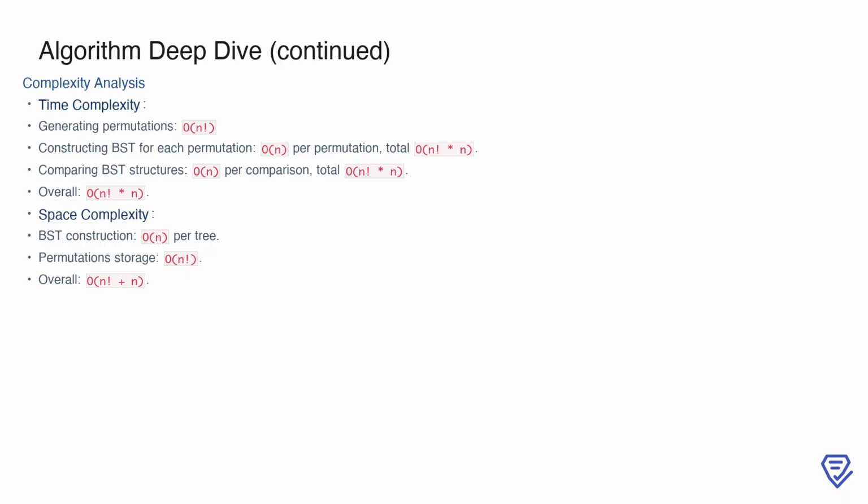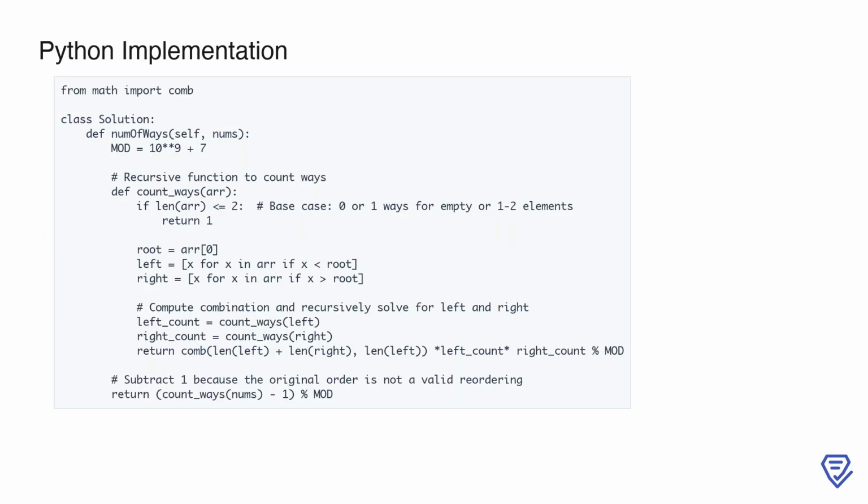This code solves the problem of finding the number of ways to reorder an array to get the same binary search tree, BST. The key insight is that the structure of a BST depends only on the relative order of elements, not the exact order. The solution uses recursion and combinatorics. First, we define a recursive function count_ways that calculates the number of valid reorderings for a given array. If the array has two or fewer elements, it cannot be reordered, so the function returns 1.